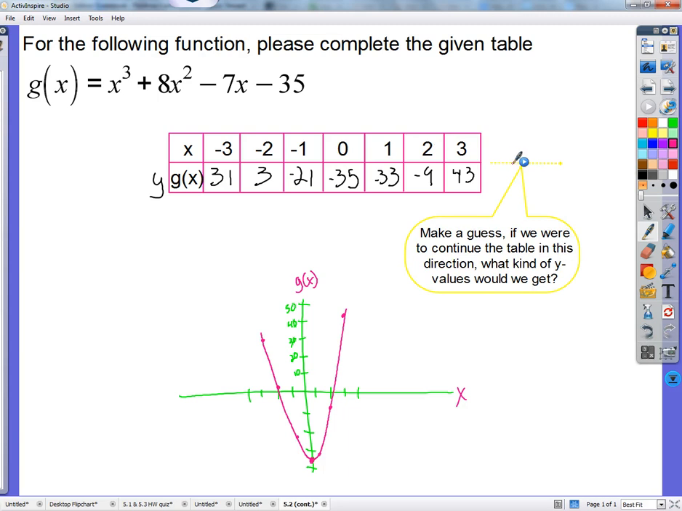So if we continue this table in this direction and find outputs, which is the same as asking what the graph is going to do, right? So if we go in this direction, I want you to think about this. Make a guess. If we were to continue this table, continue the x values out this direction, what kind of y values would we get? Would we continue to get larger and larger and larger ones? Or at some point we get smaller and smaller and smaller? I want you to think about it for a sec.